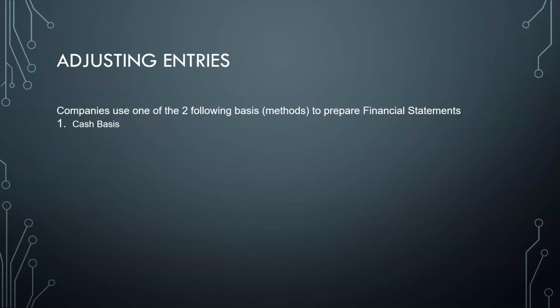But there is another basis, the accrual basis, and this is where companies recognize revenue when revenue is earned. That's when the company has done their part or provided goods and services. And expenses are recognized when they are incurred. And I said, think of incurred as when the company uses up expenses. GAAP says we have to use accrual basis to prepare financial statements.